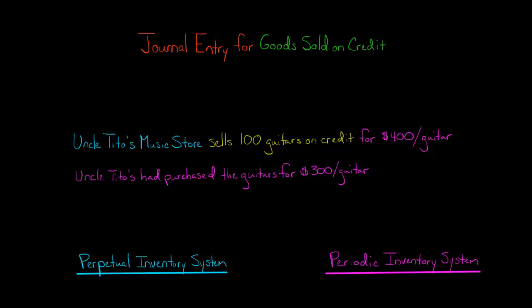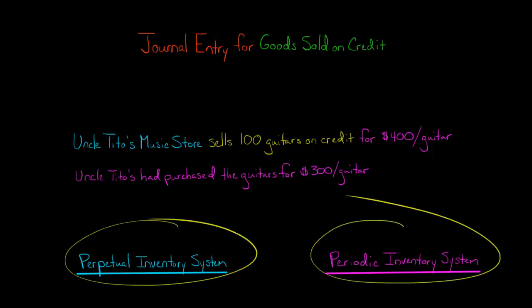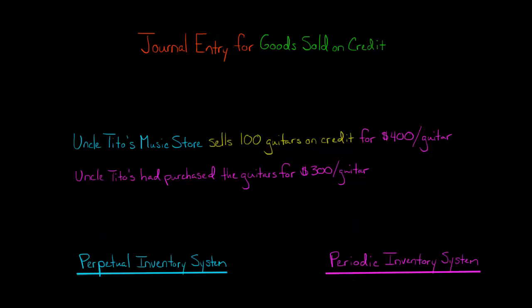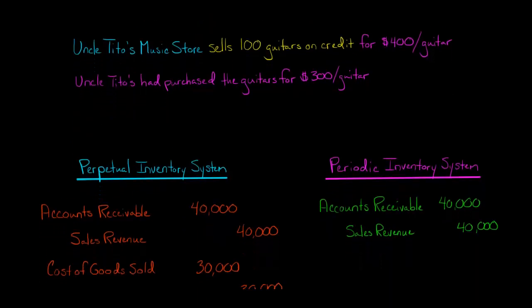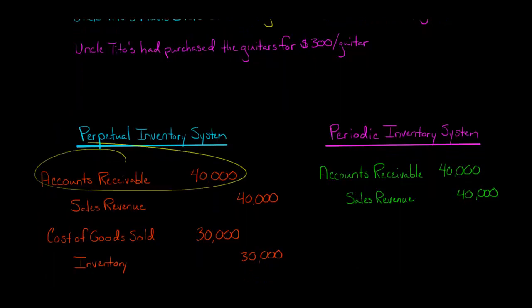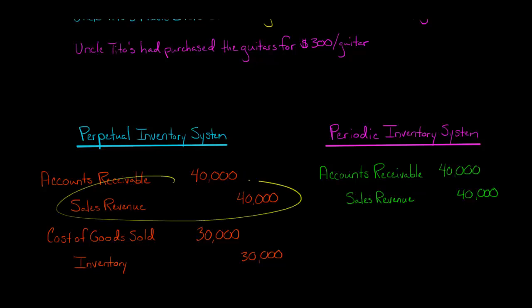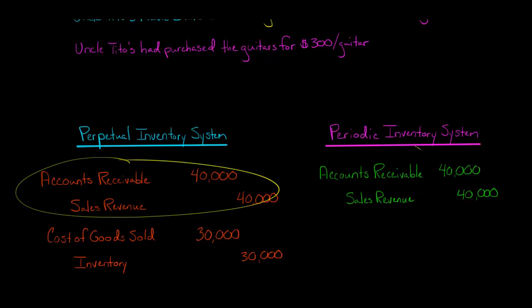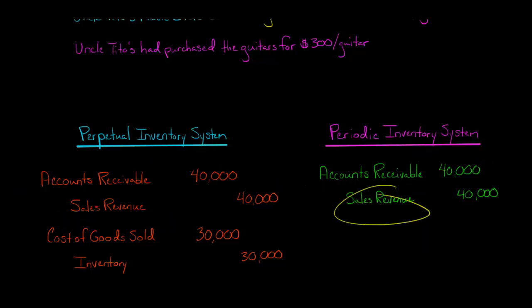The way we account for this sale is going to depend on whether the company uses a perpetual or a periodic inventory system, but I'm going to show you the journal entries either way. So let's say that they use a perpetual inventory system. When they make the sale, we're going to debit accounts receivable for $40,000 and we're going to credit sales revenue for $40,000. Okay, that's just 100 guitars times $400 selling price per guitar. We have the same journal entry whether you use perpetual or periodic, you still have to debit accounts receivable and credit sales revenue.